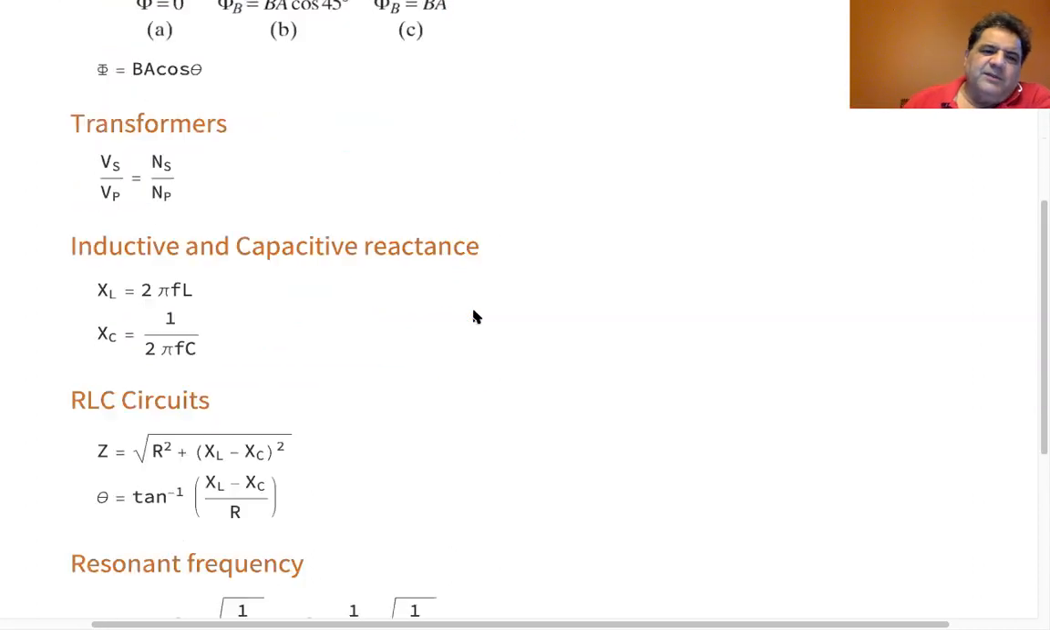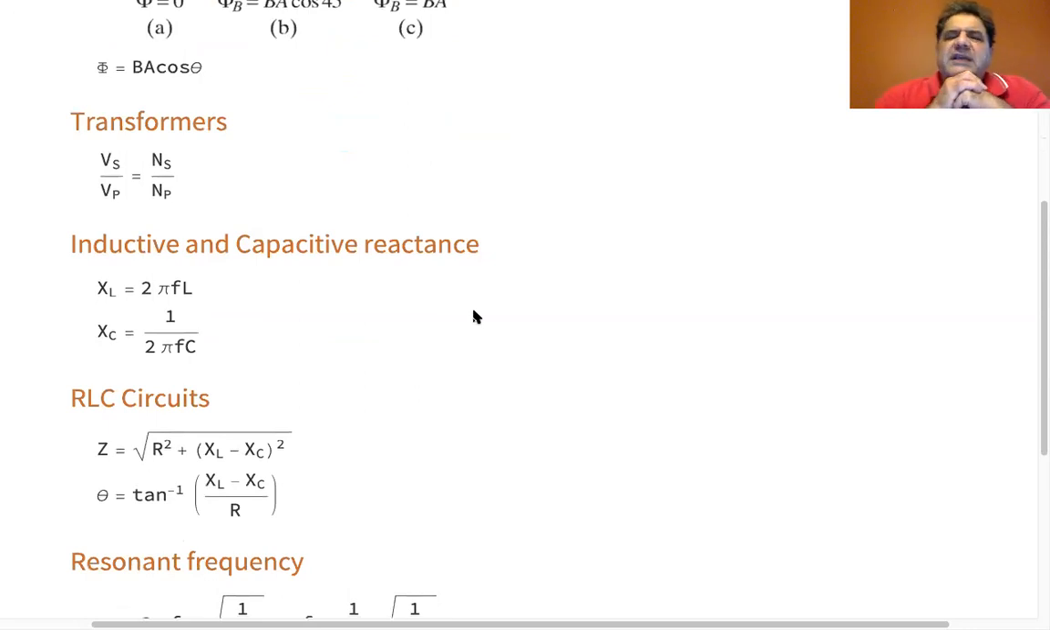Okay, transformers. The voltage of the secondary divided by the voltage of the primary is equal to the number of turns in the secondary divided by the number of turns in the primary.